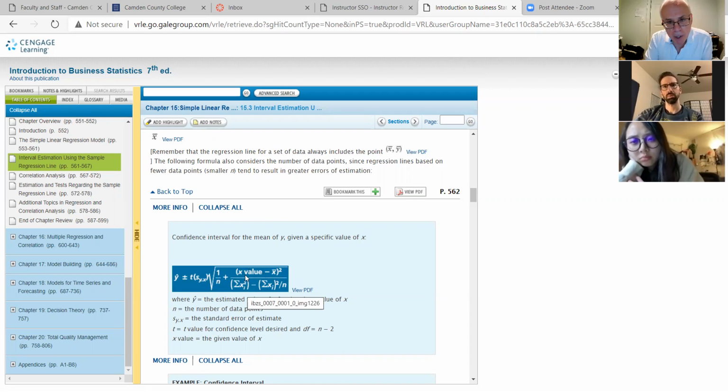The numerator is, to come up with this confidence interval, you have to be given a specific value of x for this, all right? So there's confidence intervals for each one of the x's in your data set. Can you picture that? If you have, in this case, 5 data points, you're going to have 5 of these confidence intervals, each one of them for the x that's given.